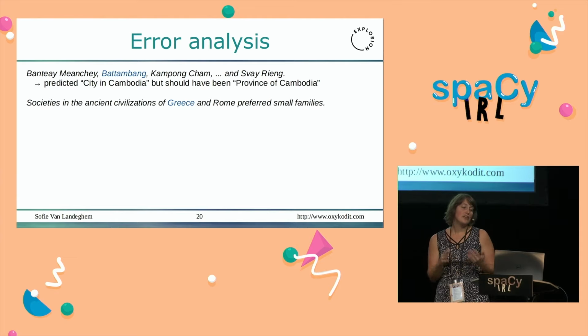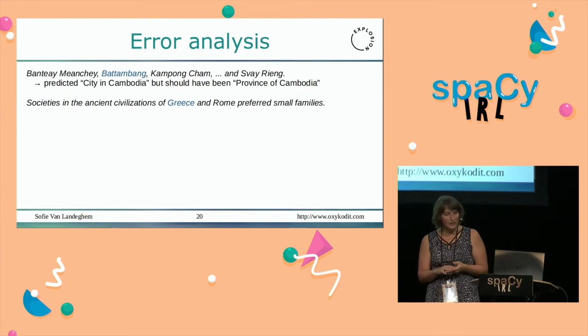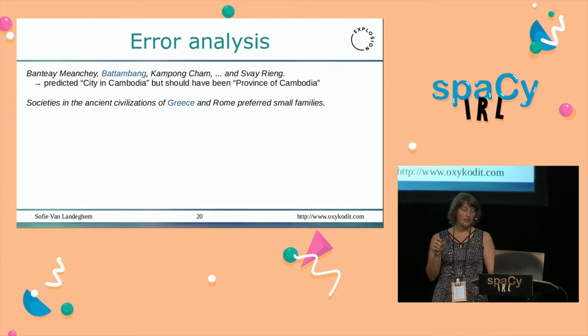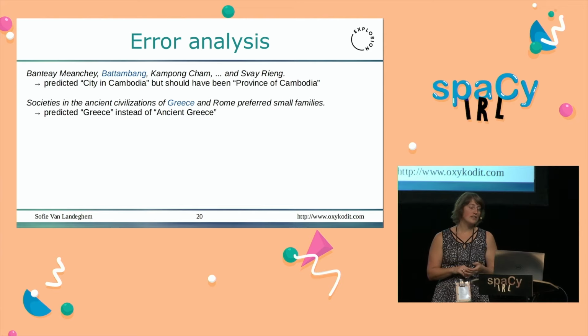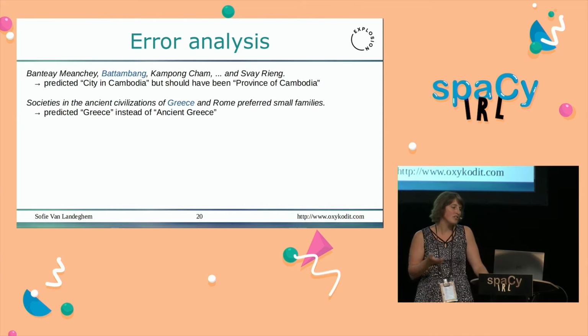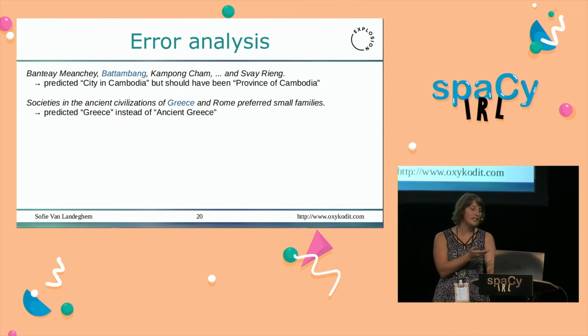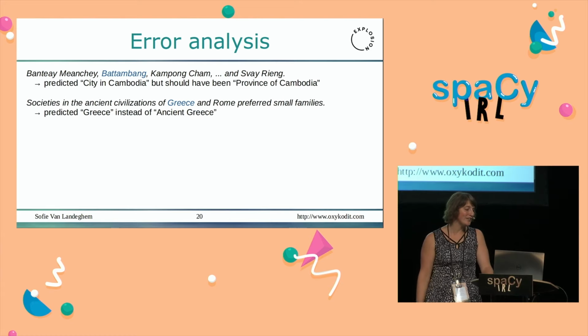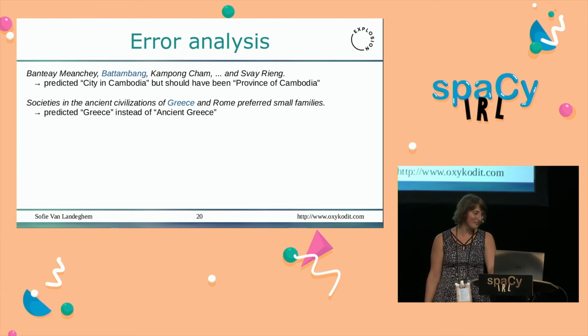This case is where it talks about societies in the ancient civilizations of Greece and Rome that preferred small families. So in this case, what the entity linker does for the span Greece is it predicts the actual country Greece as we have today, instead of the more accurate entity ancient Greece. So there's no excuses here. I mean, even the word ancient is specifically in the sentence, so it should have definitely gotten that right.